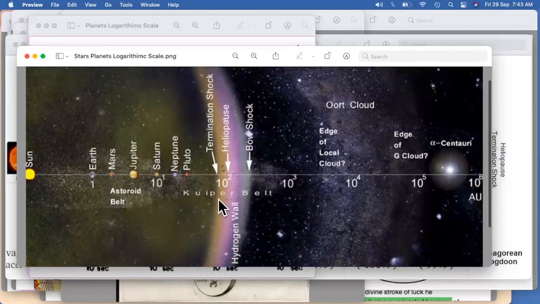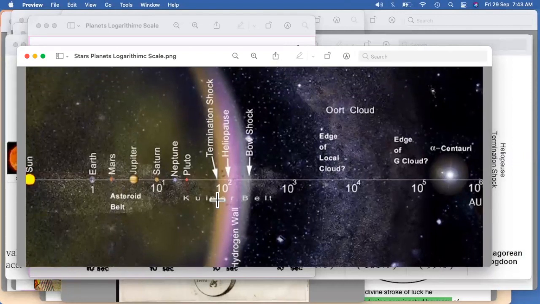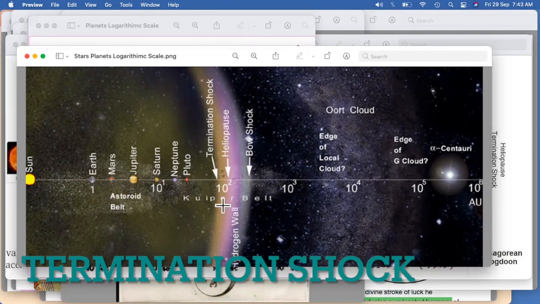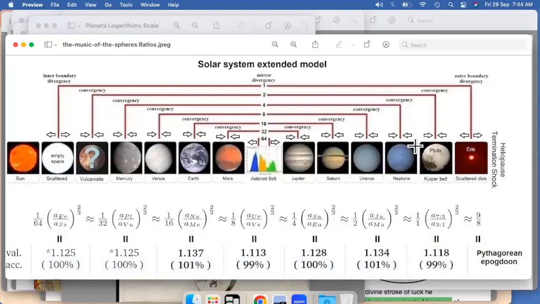Now, there is something really critical and important that we need to understand. These are the planets, and on the planets' outer side, we have something called the termination shock and heliopause. This is really important for us to understand, what that is and what it stands for. So this is the termination shock. This is the previous chart. If we see across, yes, here also we see the heliopause and the termination shock. So probably the planets are within this termination shock.